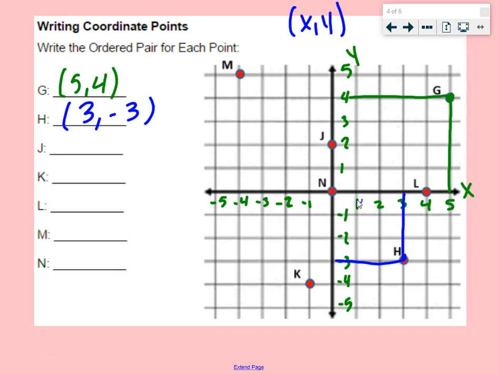J, find point J right here. It's at 0 on our x-axis because we didn't move left or right. And then we are at 2 on our y-axis. I would like you to pause the video right now. Try the next 4 points on your own. Then resume the video to see if you got them right. Pause the video.